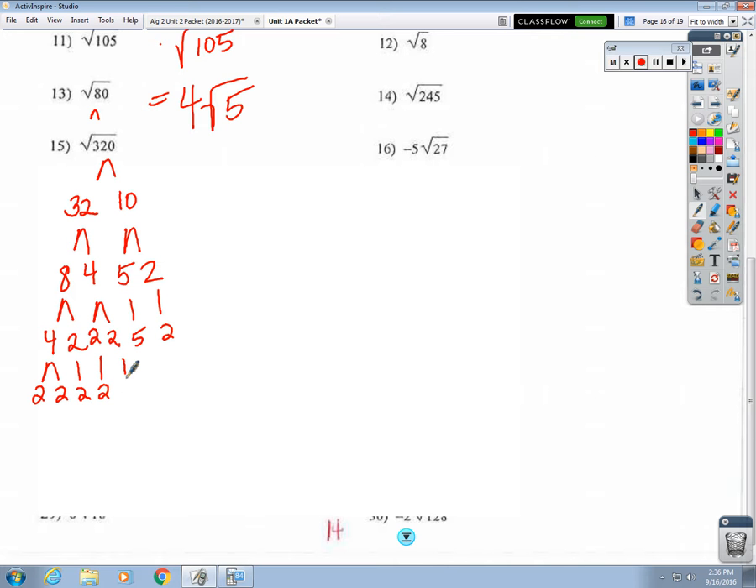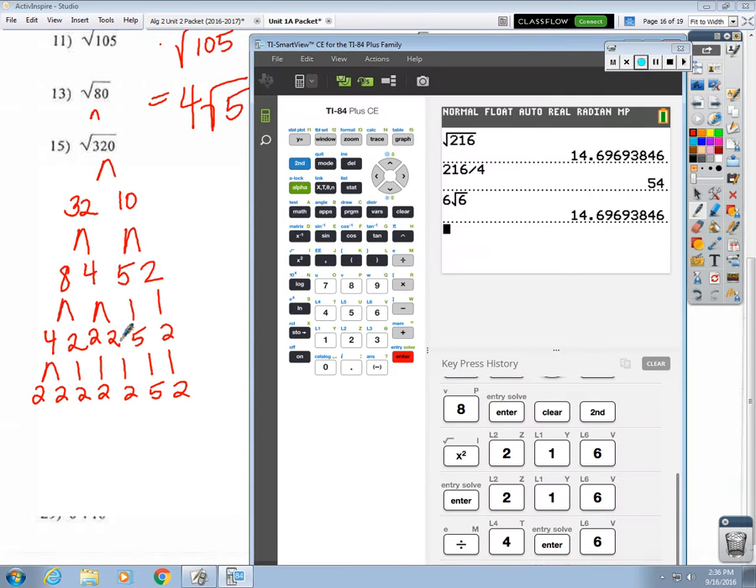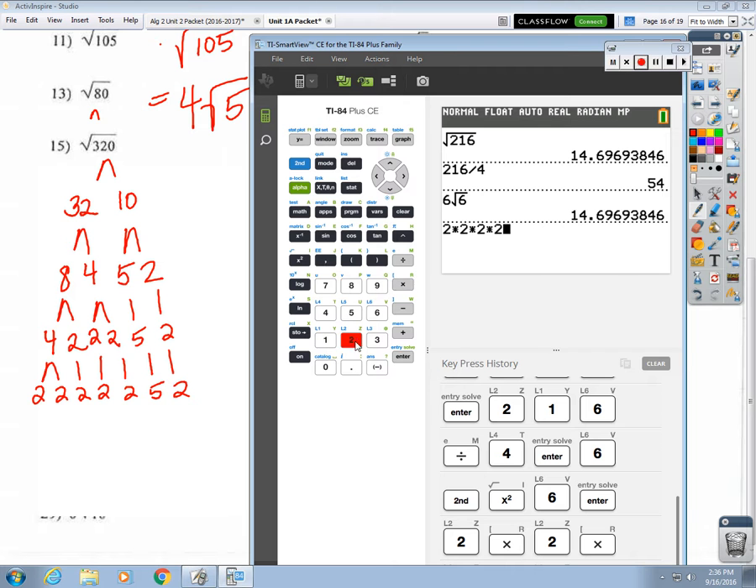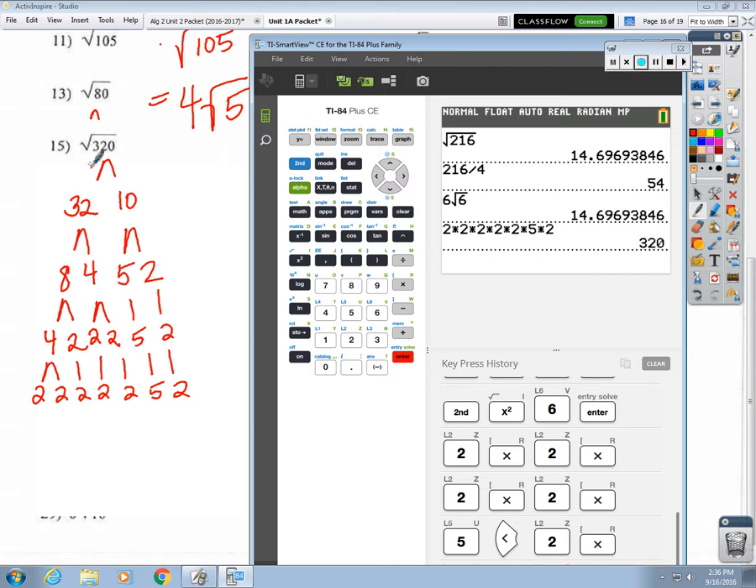Okay, now look, I want to show y'all something. Say you get to the bottom of your tree and you're like, man, I'm not sure if I did it right. Well, watch this. If I take all of these children and multiply them together, 2 times 2 times 2 times 2 times 2. Wait, I forgot one, didn't I? Okay, there's the fifth 2. Okay, look what I'm doing. Aren't I just typing these in? And then times 5 times 2. I've just typed in all of the children. 320. That means I've done it right because they multiplied back up to where I started.